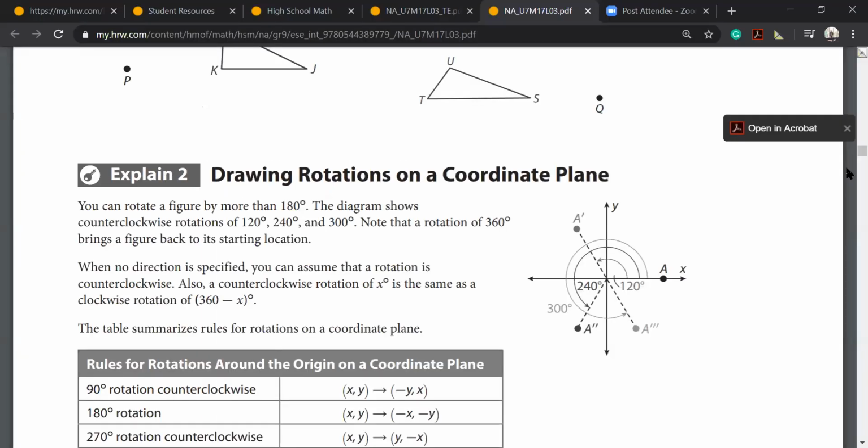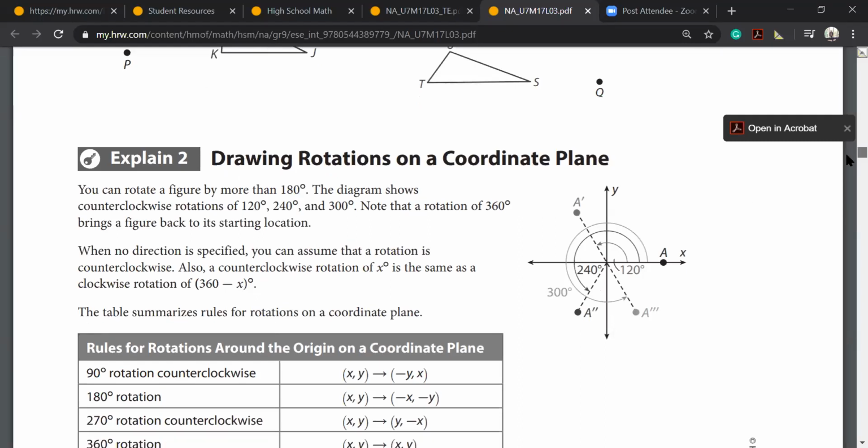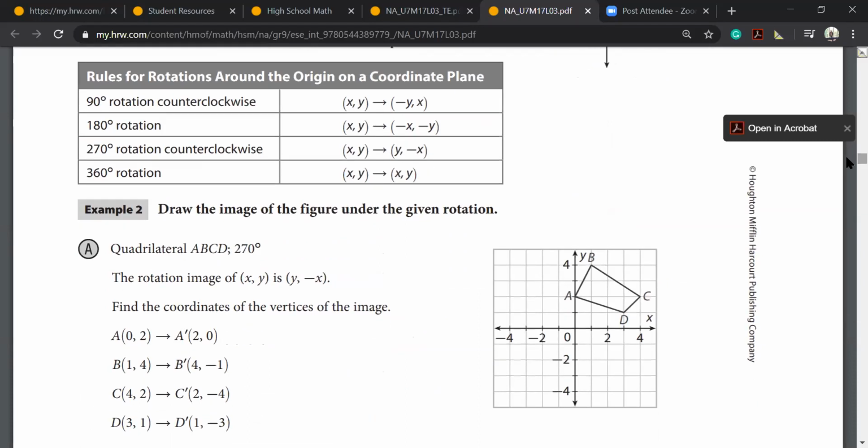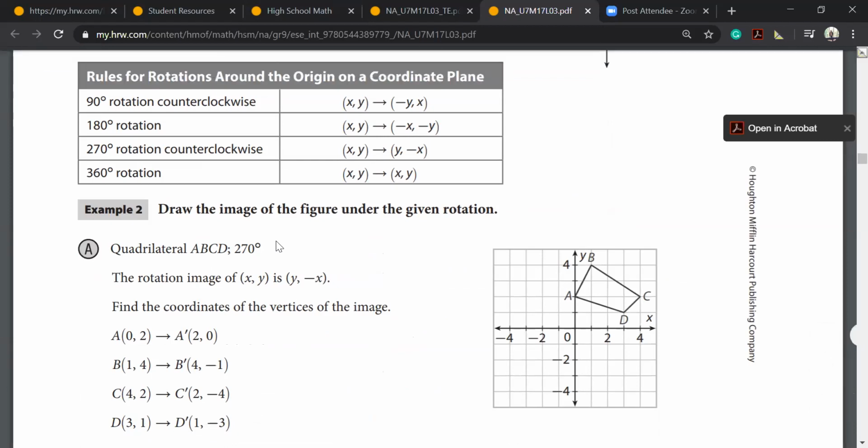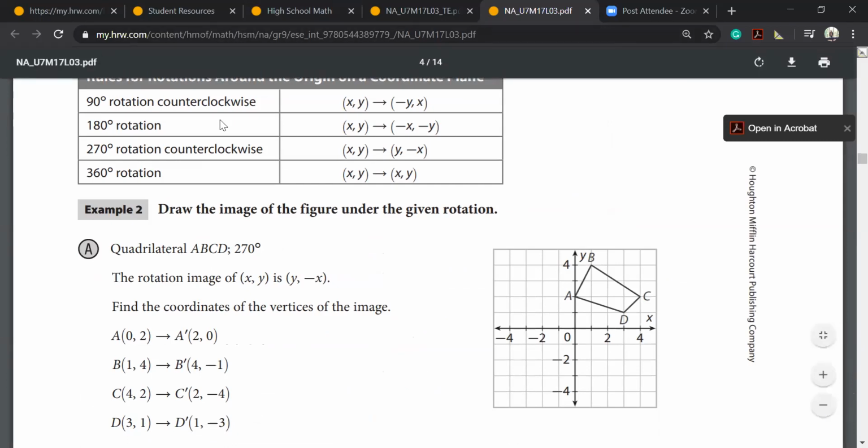What do I mean? Can you see question A, the first question that we are going to be doing? Question A in here. Draw the image of the figure under the given rotation. And then he's telling you, you have a quadrilateral ABCD and you are rotating 270. He didn't specify anything. He didn't tell you the direction, just 270. So you are going to use the thing that you have inside your table. The table only included 270 counterclockwise. So actually he means 270 counterclockwise.